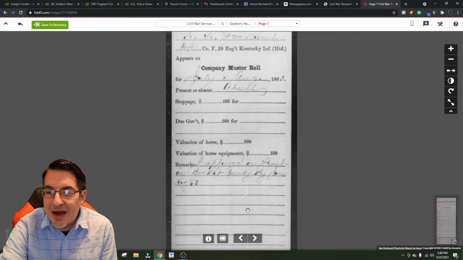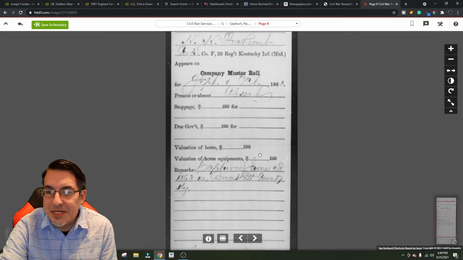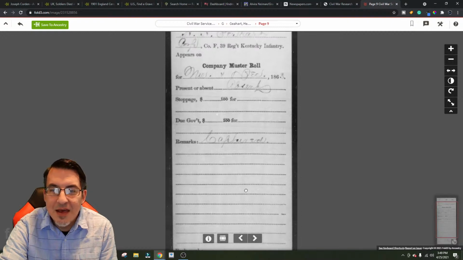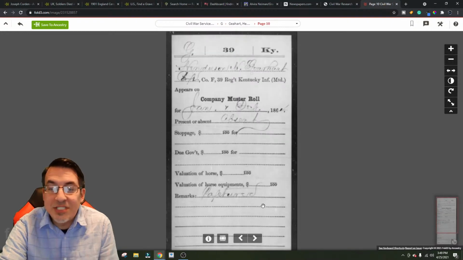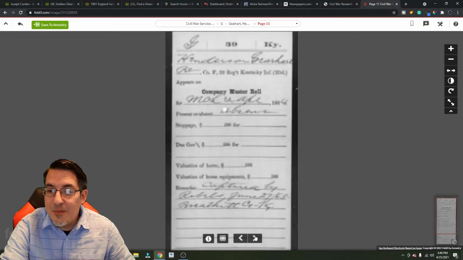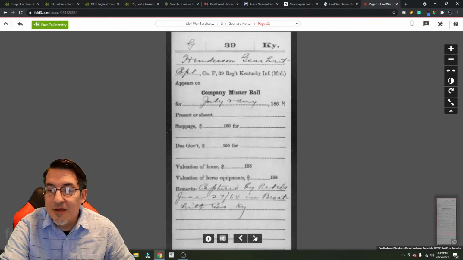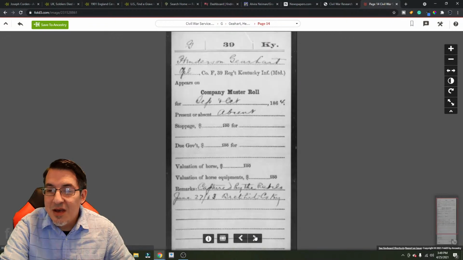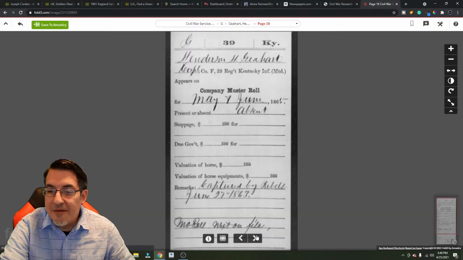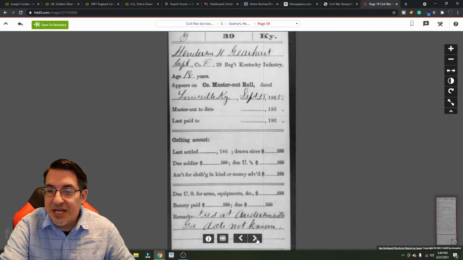And we're going to find out in just a minute what happened to him, because every roll is going to say the same thing. Captured in Breathitt County, Kentucky. So what's the end result? We don't know what the end result is. We're going to go to the end and hope that maybe at the end of the war it gives us some other information about what happened to him, because all the muster rolls are saying the same thing for every 2-month period.